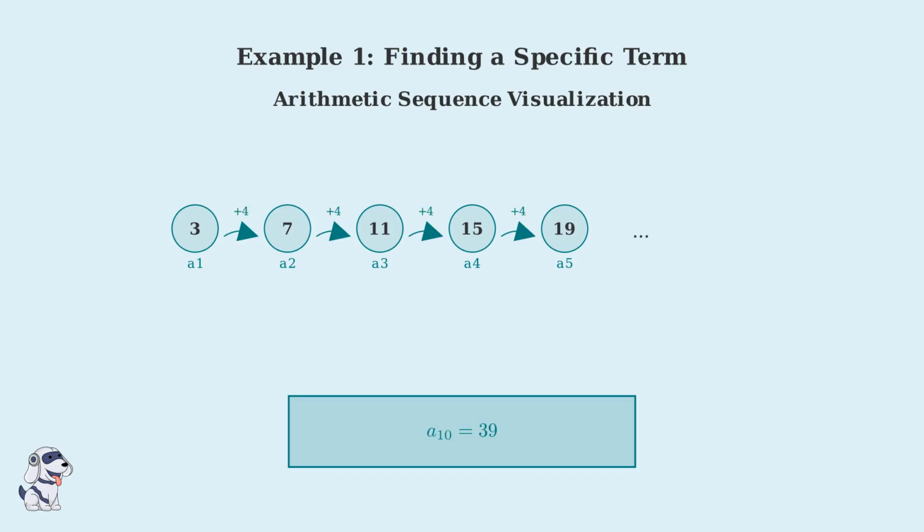Here we can see the first 5 terms of our sequence: 3, 7, 11, 15, and 19. Each term increases by 4, which is our common difference. Following this pattern all the way to the 10th position, we arrive at our calculated answer of 39.